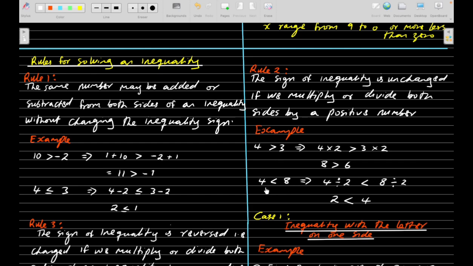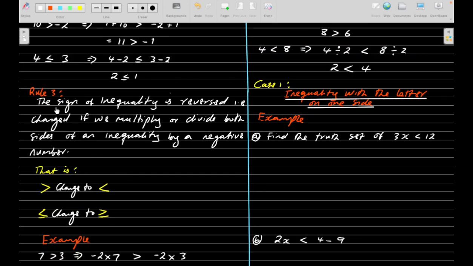Or if you are given another example that says 4 is less than 8, this implies that if we divide both sides by 2, that is 4 divided by 2 less than 8 divided by 2, we are going to have 2 less than 4. Your sign still remains unchanged.